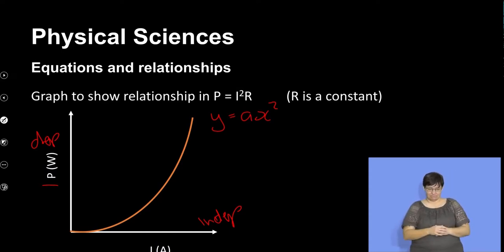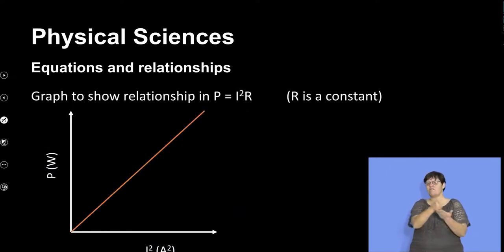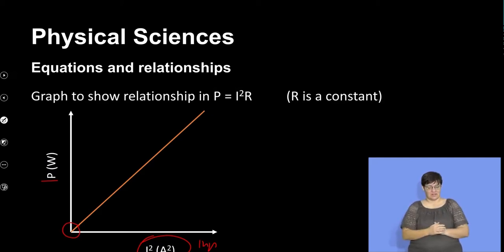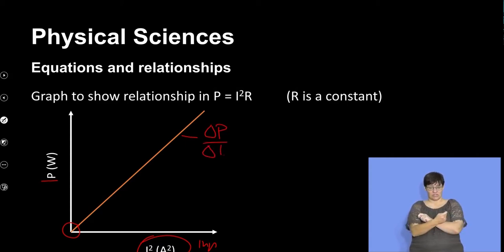So how are we going to change it to confirm our prediction? Well, we're going to plot the graph not of P against I, but against I squared. Because we've got P as the dependent variable, we're making I squared the independent variable, and now the line will be a straight line. The gradient here will be the change in power over the change in current squared. That's going to be your constant, and that constant is going to be equal to R.